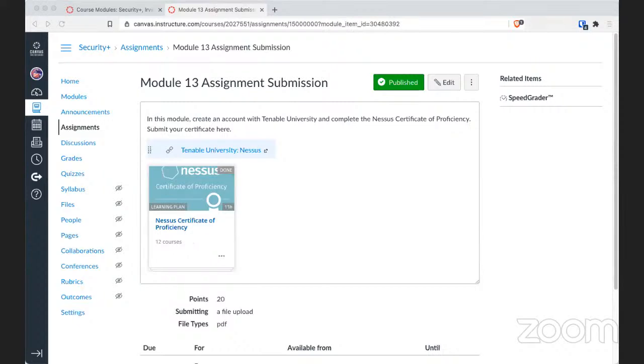Any questions on the lab? I have a question. Yes. Just really quick, in a professional environment, do they use Nessus a lot? Nessus is one of the tools that are used often, yes. Cool, thank you.